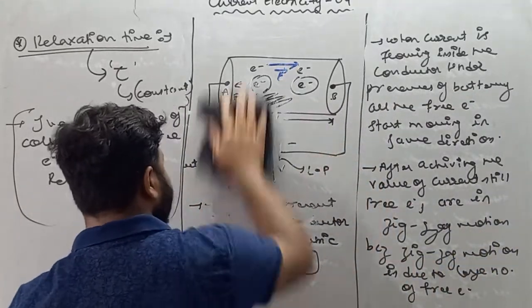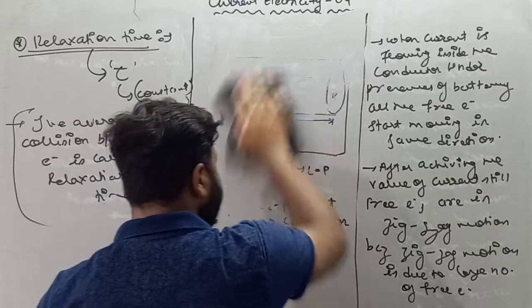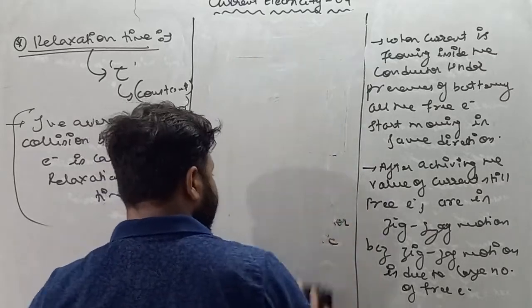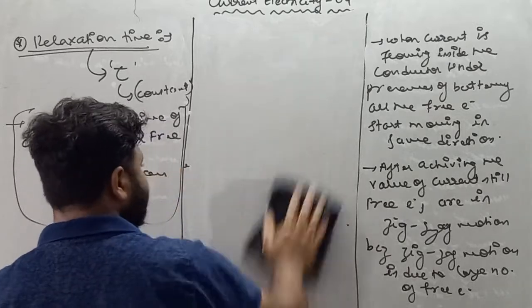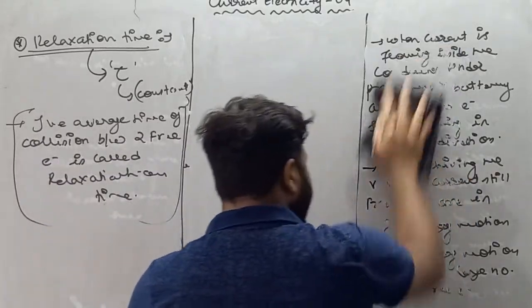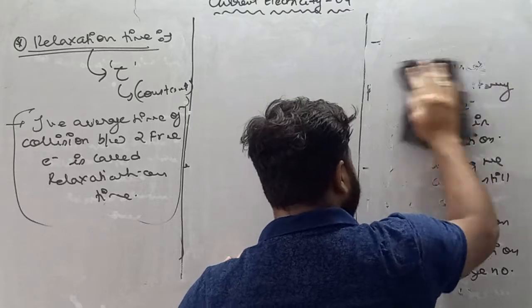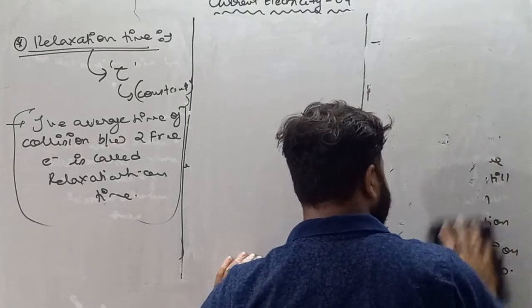So moving forward, my dear student, now see. What we'll see is that after connecting the battery, the free electrons achieve acceleration, and the acceleration is constant. It is eE/m.